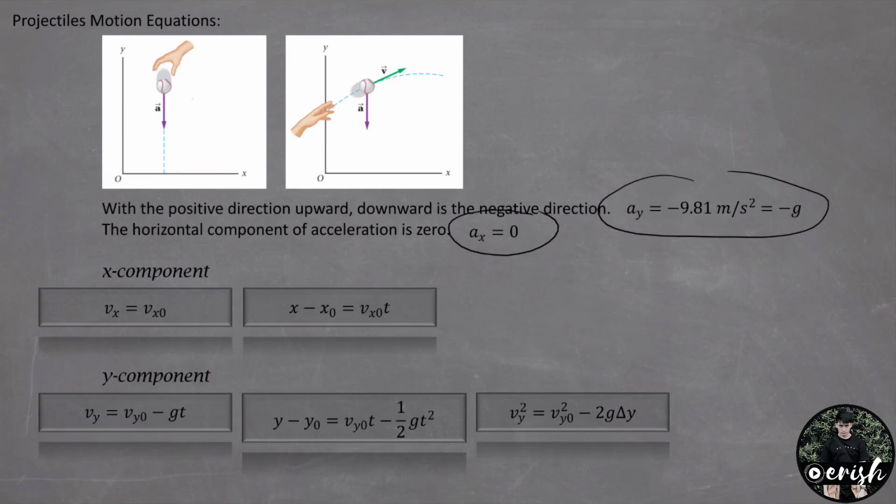Kung mapapansin natin sa y direction, lahat ng gravity is negative. And yun nga yung result ng assumption natin with the positive direction upward ito. So lahat ng gagamitin natin sa projectile motion is negative gravity. And for the x component, wala tayong nakikitang acceleration kasi we have a zero acceleration. We have a constant velocity in the x direction of the motion.